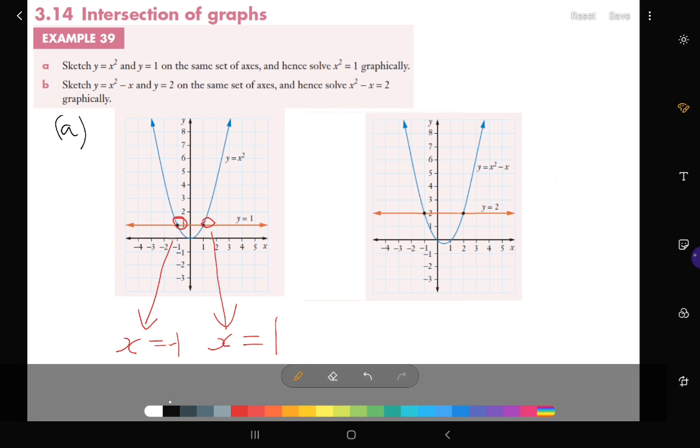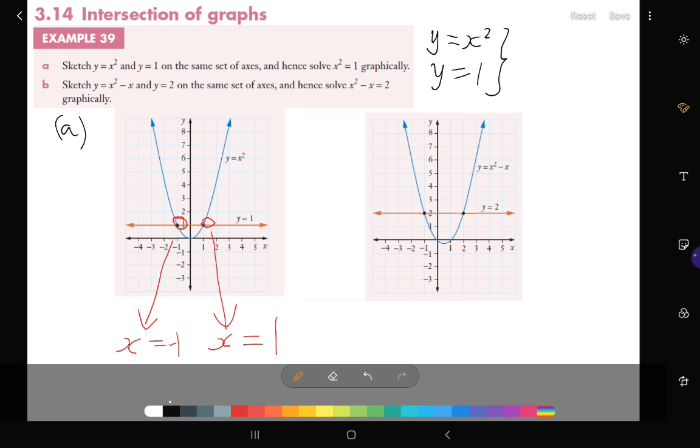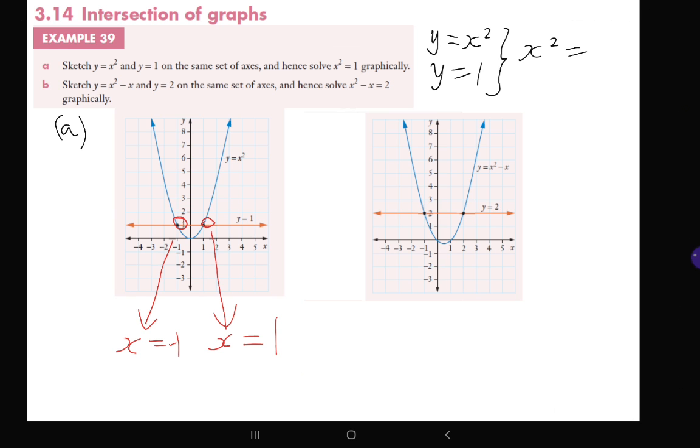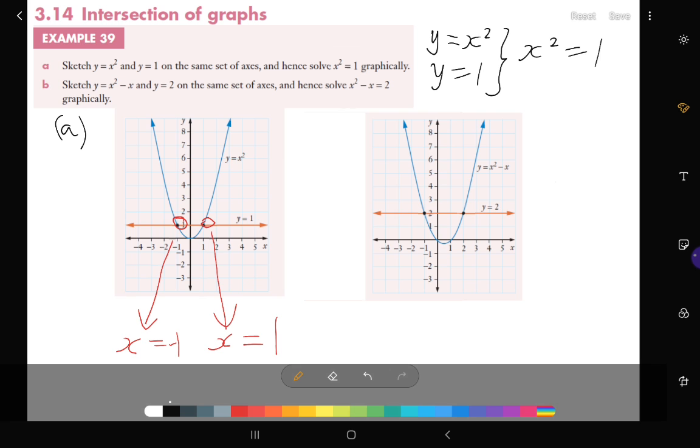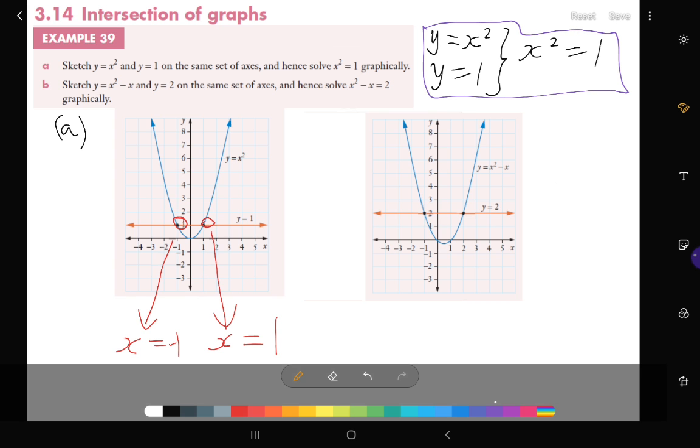Now when you look at these two equations here, y equals x squared and y equals 1, if you solve these equations simultaneously, you would then end up putting x squared equal to 1. Solving these equations simultaneously, doing it algebraically, and looking for the point of intersection of the two graphs, gives you the same results. So when you sketch the two graphs and look at their points of intersection, and the solutions to these simultaneous equations, they are the same thing.